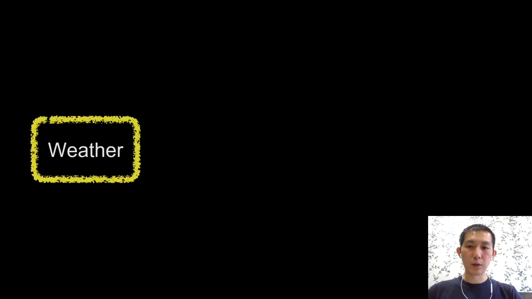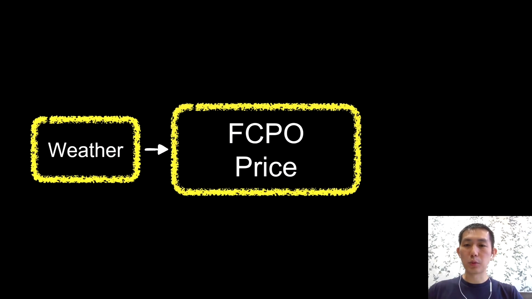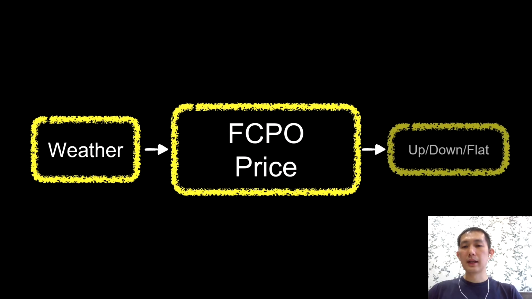Now let's apply this to our trading situation. Let's say you found out that the changes in weather would affect the FCPO price, and you want to find out what the impact of it is. So this is where you want to determine whether the market is going to go up, going down, or going flat. And of course, weather is not the only reason that affects the FCPO price, right? There are several other reasons as well.